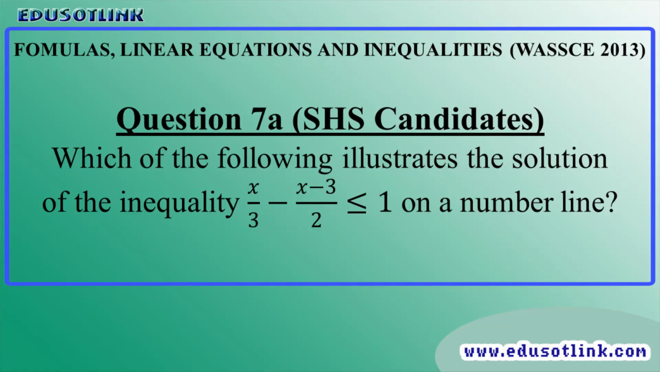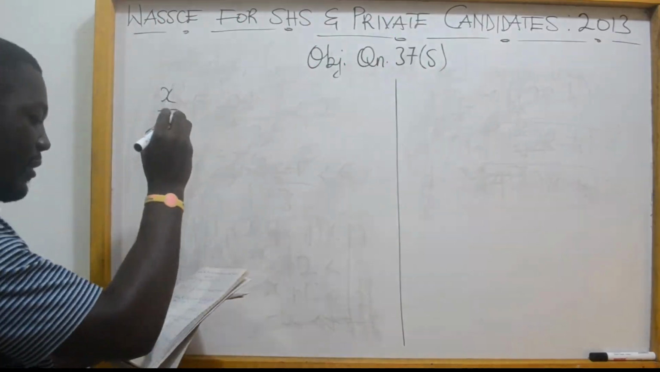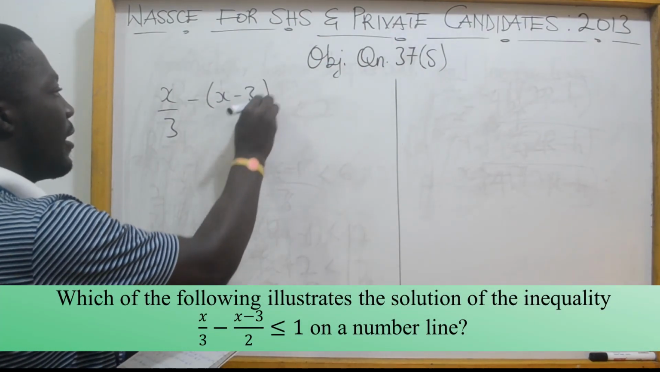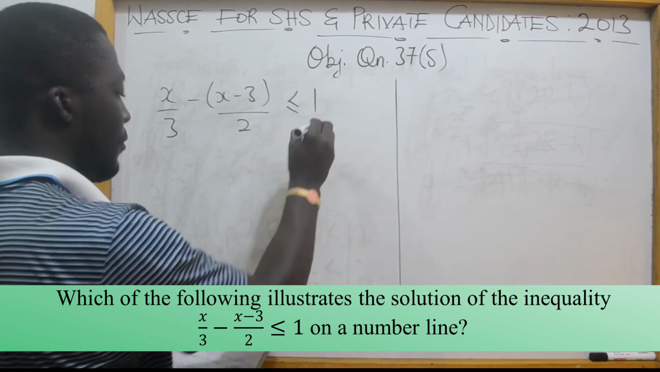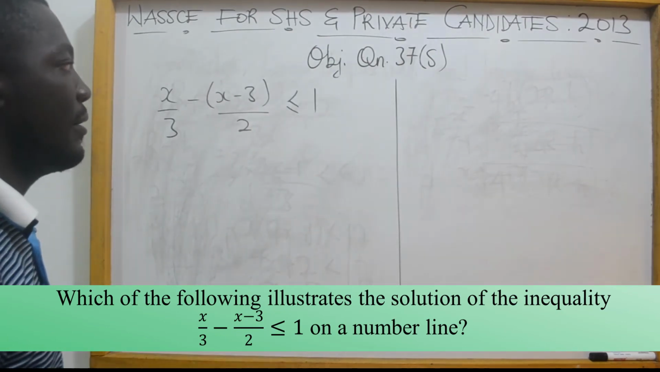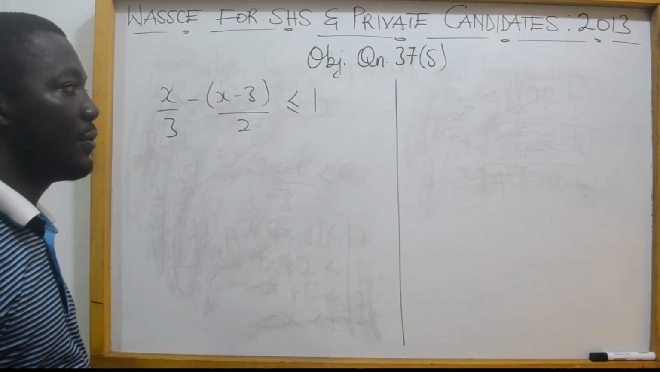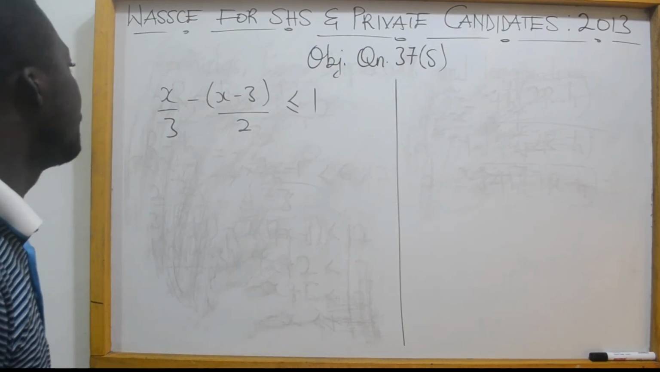Which of the following illustrates the solution of the inequality x divided by 3 minus (x minus 3) out of 2, less or equal to 1 on a number line? So we are going to solve the inequality, after which we represent it on a number line.